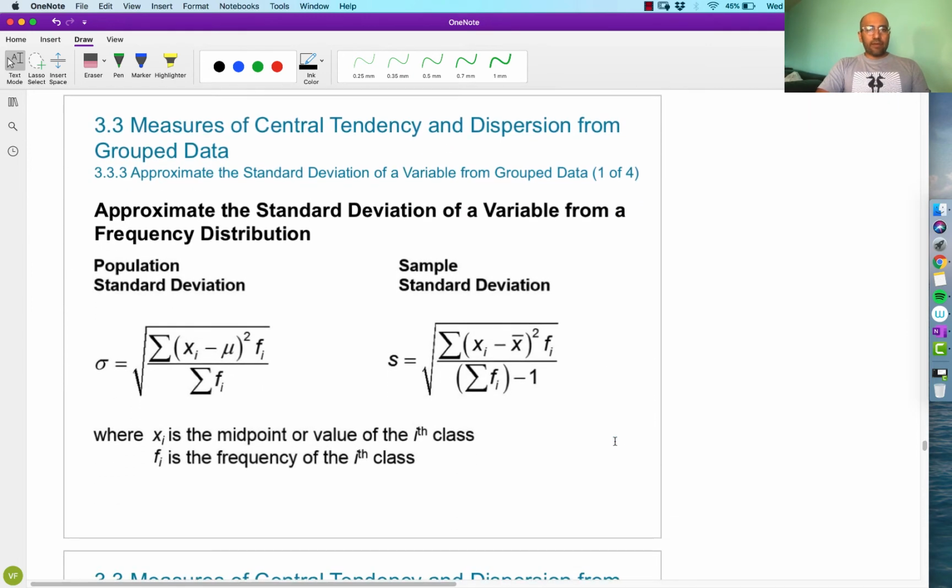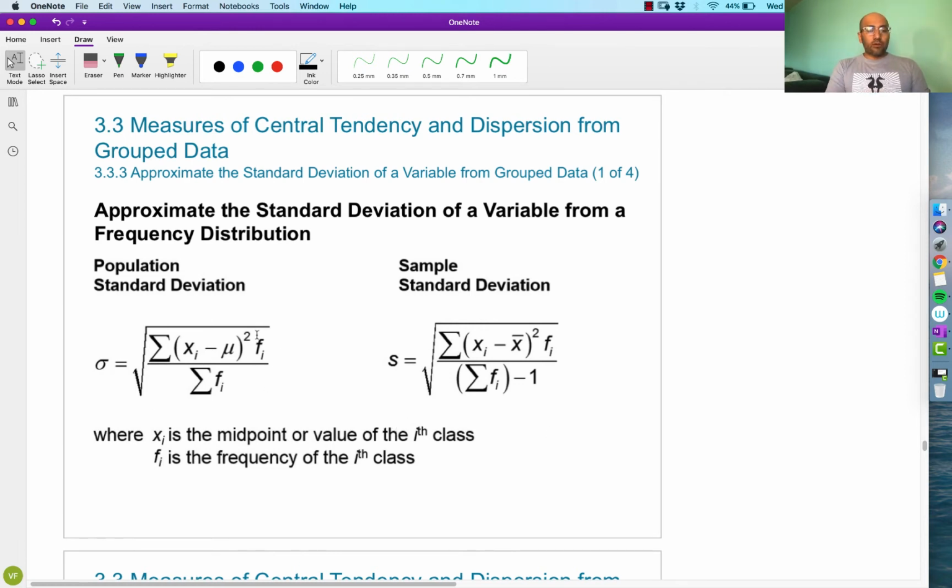Okay, the last topic of this section is to think about how to approximate the standard deviation from a frequency distribution. So again, just like when we approximated the mean from grouped data, if we approximate it, we're going to lose some integrity, right? We're not going to get a precise, exact answer. We're just going to get an approximation. And this is the equation that we're going to use.